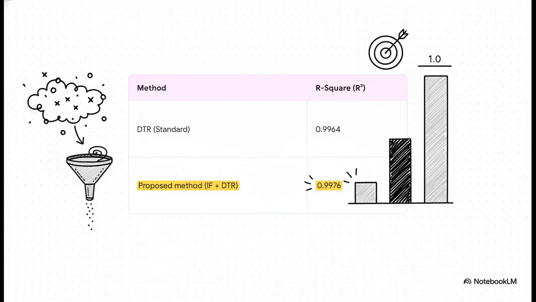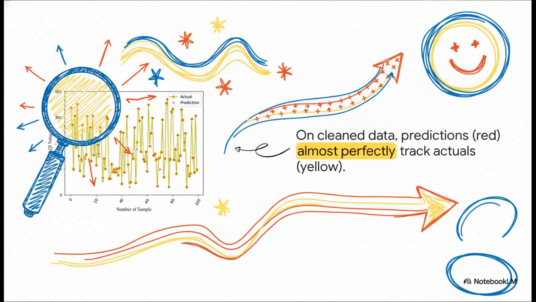So the results were measured using something called the R-squared score. All you need to know is it shows how well the model's predictions match up with reality, and a perfect score is 1.0. Now, the standard decision tree was already doing really well, scoring a 0.9964. But by simply cleaning the data first, their new method pushed that score even closer to perfect, all the way up to 0.9976.